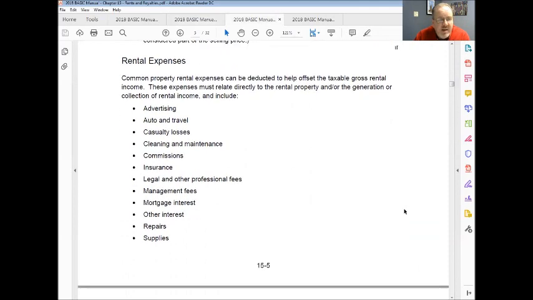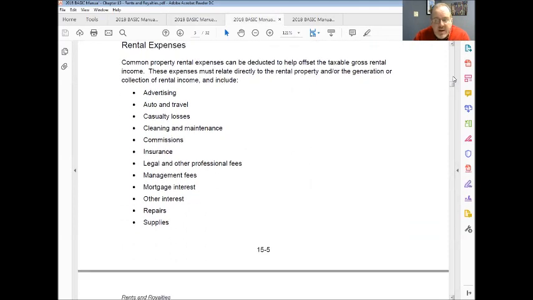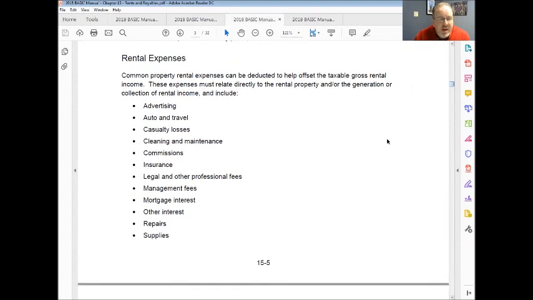Rental expenses. We have all these things that are rental expenses, and some of these categories are going to look very familiar from what you saw in Schedule C. Advertising: did I put an ad in the local newspaper to try to get this rented, or did I advertise to have somebody do snow removal and lawn mowing? Auto and travel: if you're in this rental business, and you have to go over and do the snow removal yourself, or you're running to Home Depot, or you have to drive over there to collect rent, that's mileage.